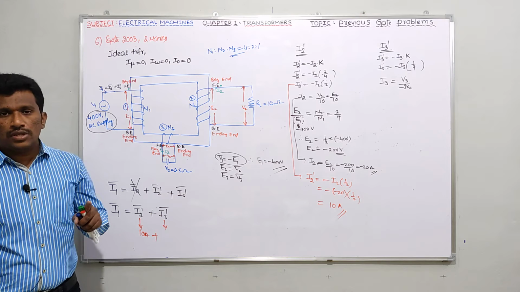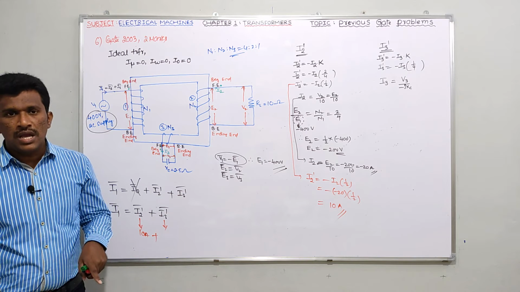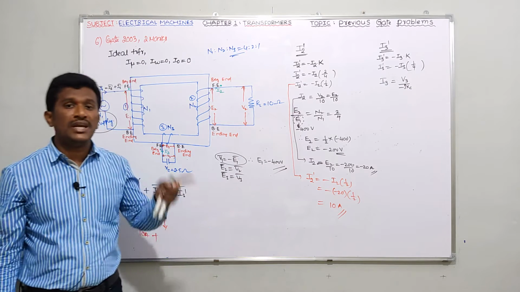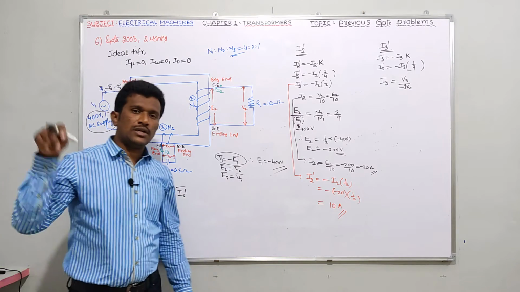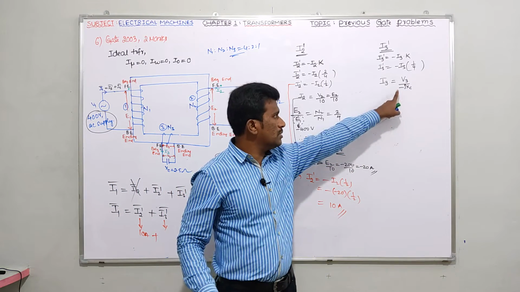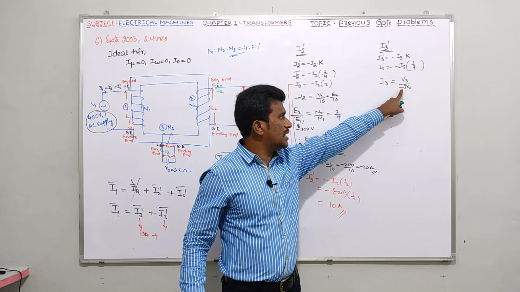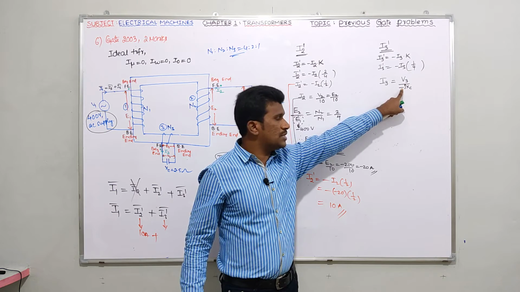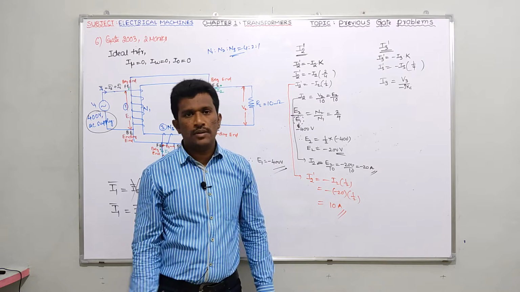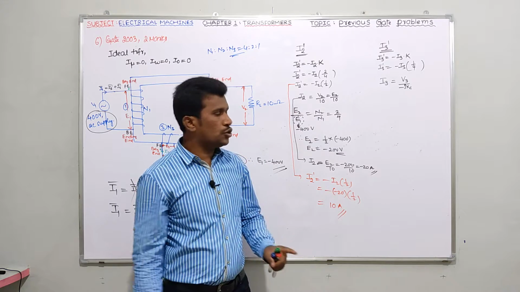I am saying current flowing through a pure capacitor means I equals V by minus jXC. Whereas for an inductor, I equals V by jXL. That is okay. But some people are making a mistake here. They are not taking this minus symbol. If you don't take this minus symbol, instead of getting one option, you will get another option. Okay, please be careful.